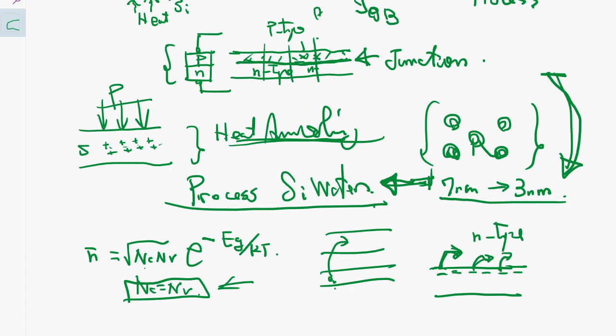On the other hand, P-type, you have the holes here, and the holes help carriers to come in, and this carrier movement is going to be the hole movement, in the opposite direction. This is P-type.